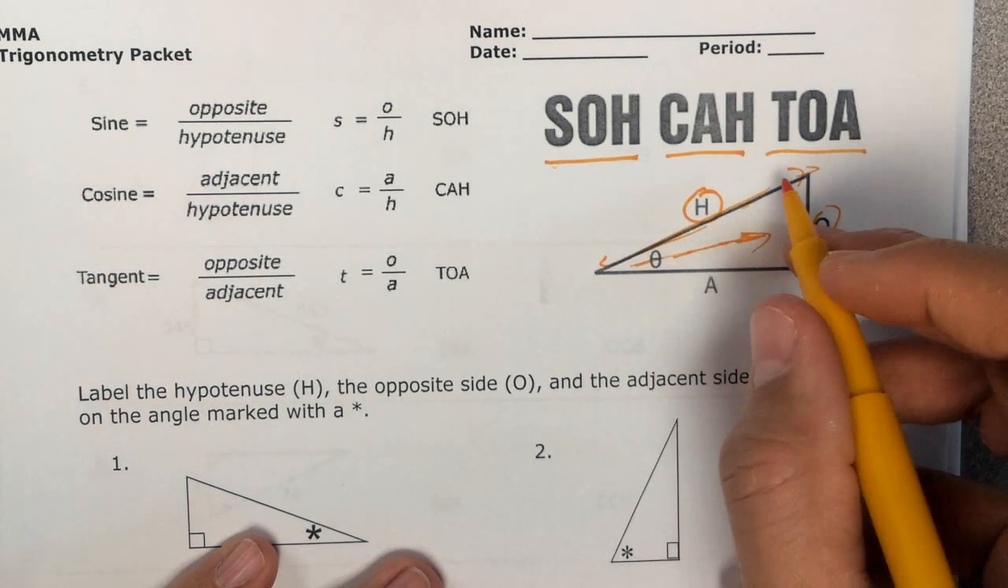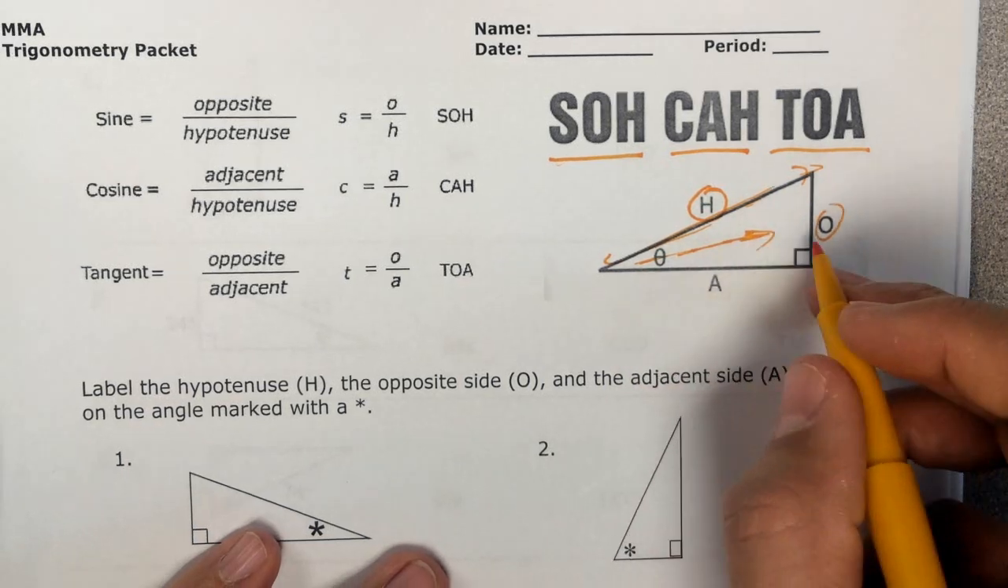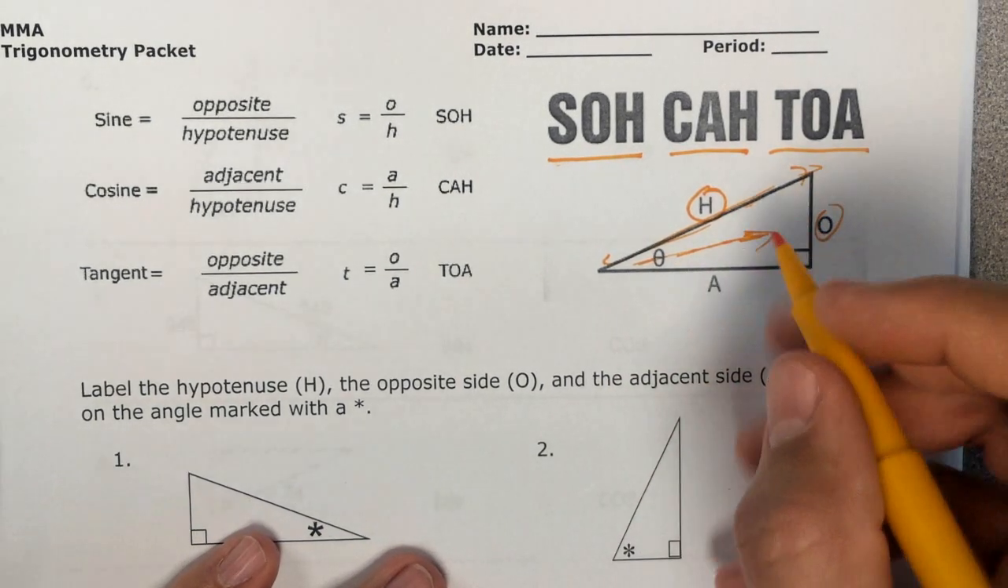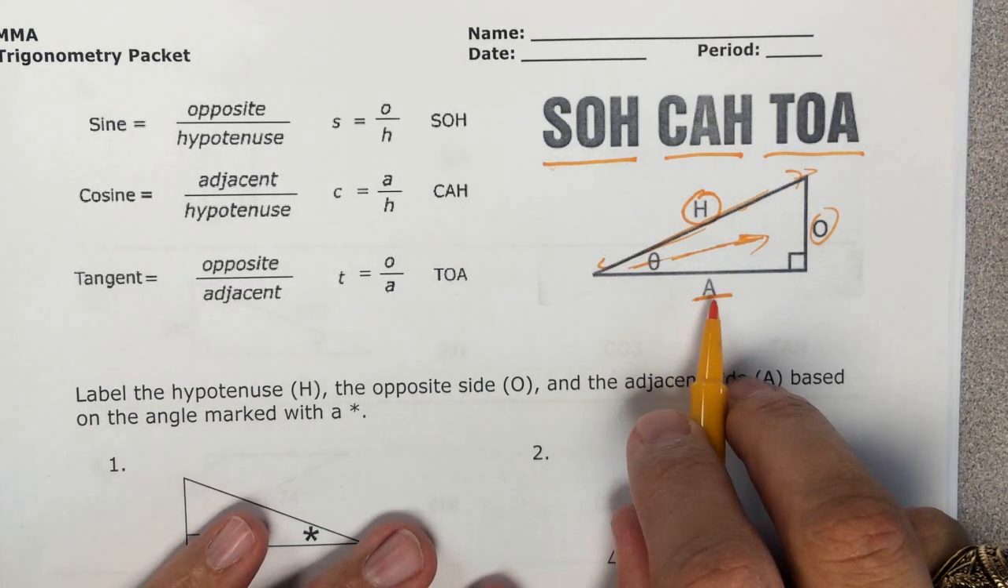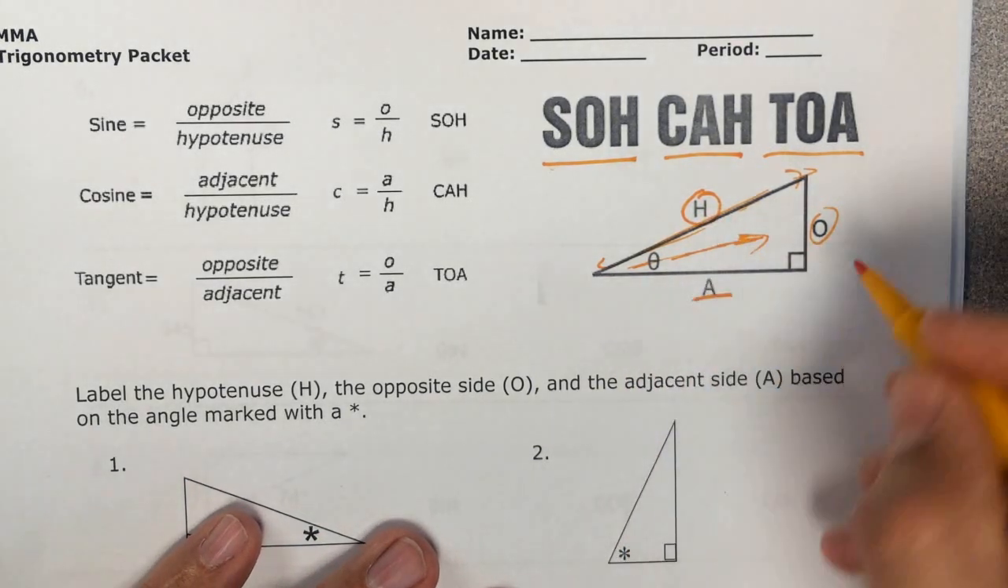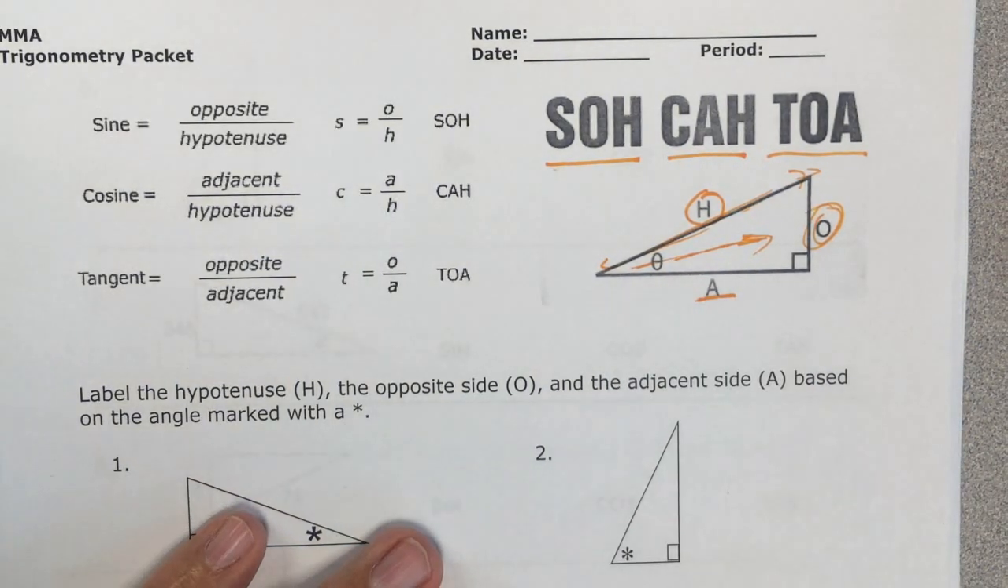So if you find the hypotenuse, which is the longest one, and the opposite, which is opposite of my angle, the only one left is the adjacent. The adjacent is hard to describe, so I just usually find the other two. Once I have those two, the third side is my adjacent.